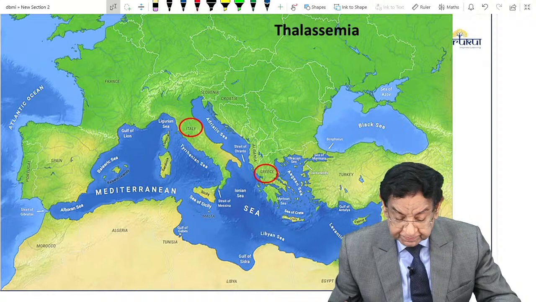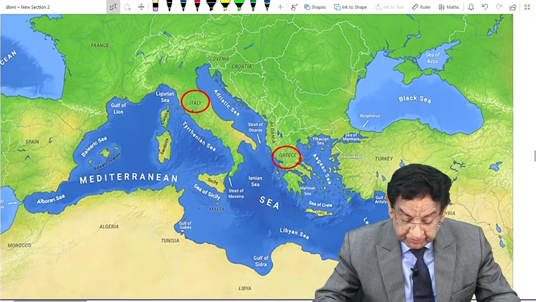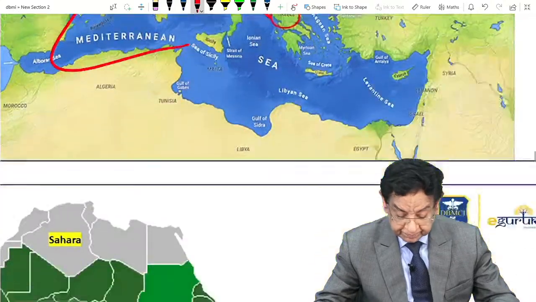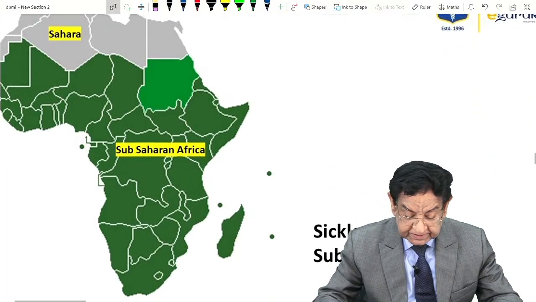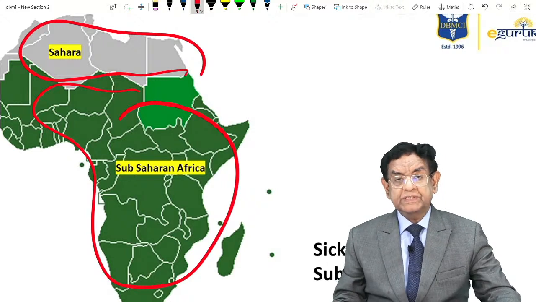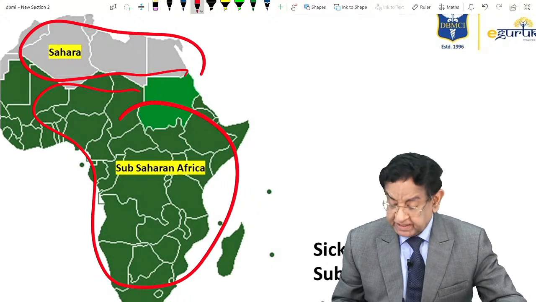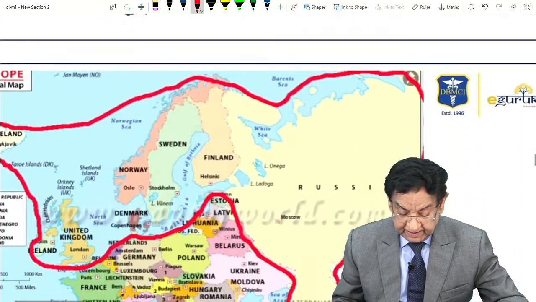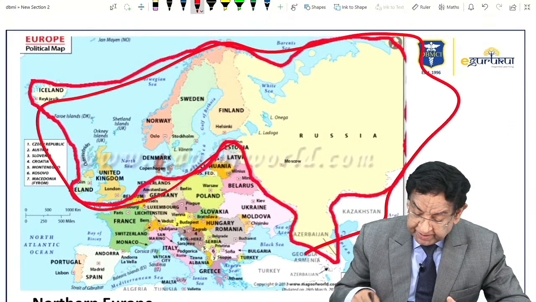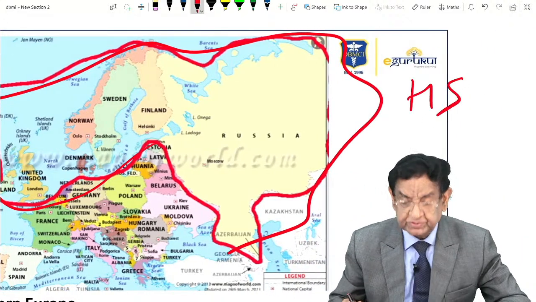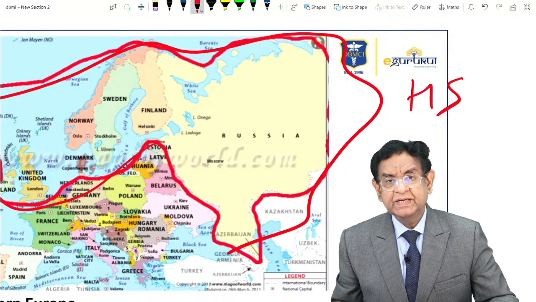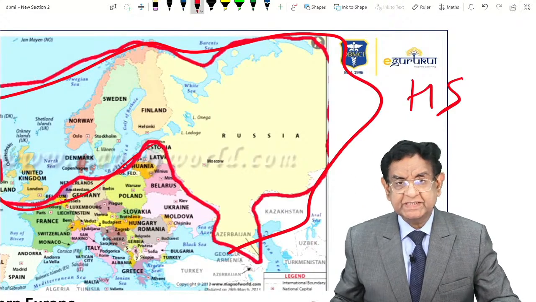Just to update you, thalassemias we see in Italy, Greece, this is the Mediterranean Sea. This is sickle cell anemia, sub-Sahara. This is the Sahara Desert, and this is the sub-Sahara, the southern part of Africa, where we have sickle cell. And North Europe is the part where we have hereditary spherocytosis. So with simple geography, you will remember what type of question is being asked depending on where the patient is coming from.